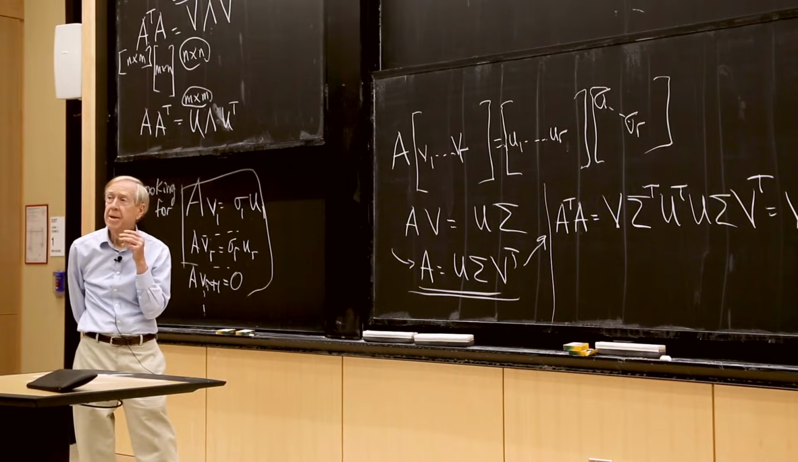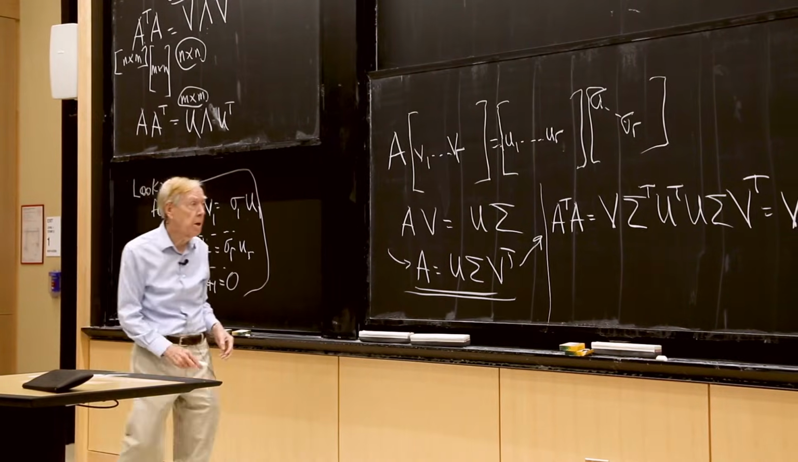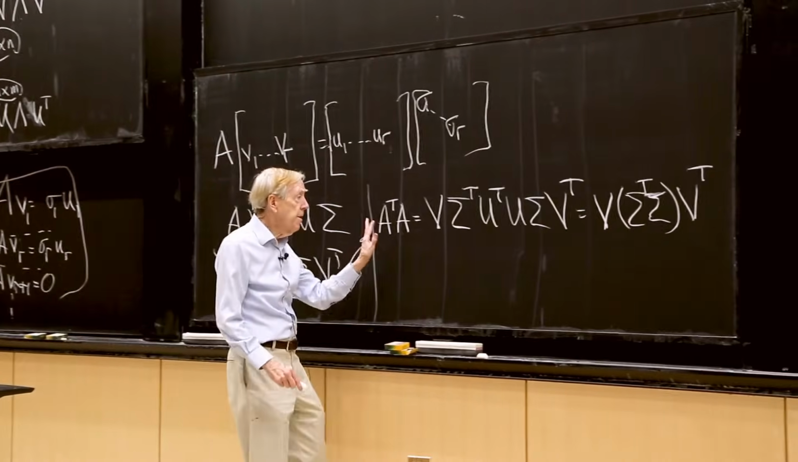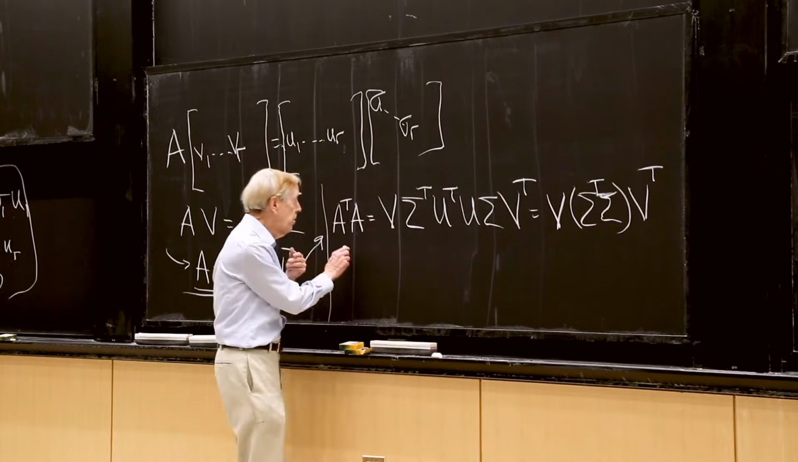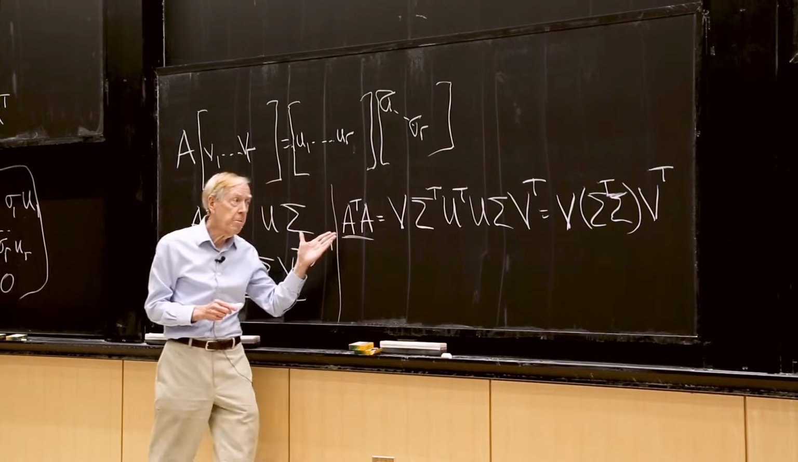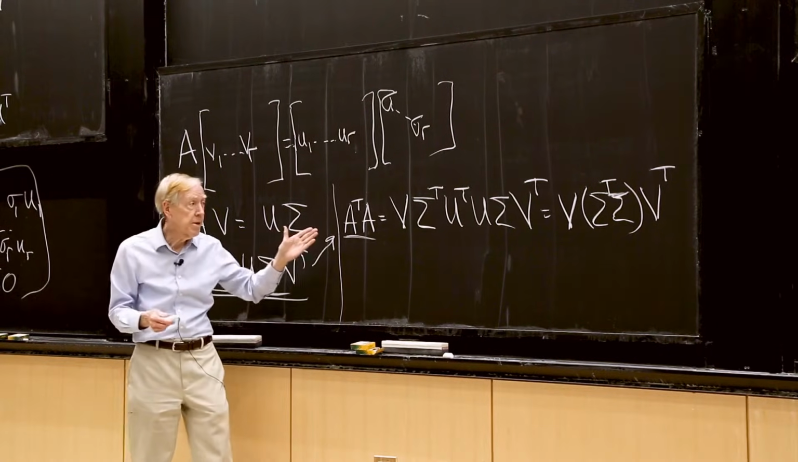What does that tell me? What does that tell all of us? A transpose A has this form. Now, we've seen that form before. We know that this is a symmetric matrix, symmetric and even positive definite.